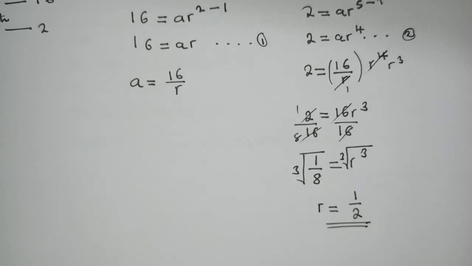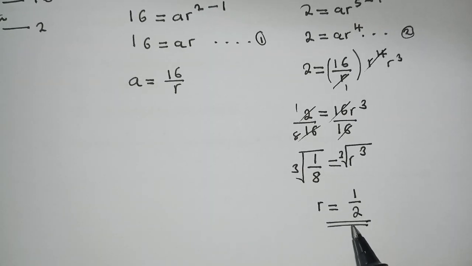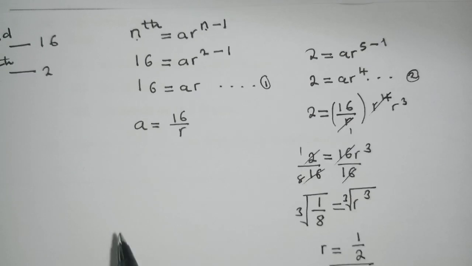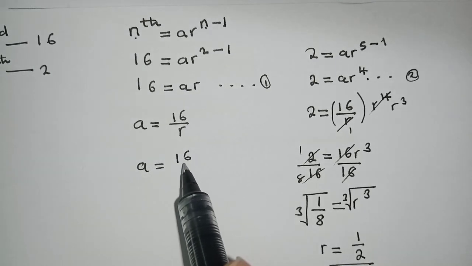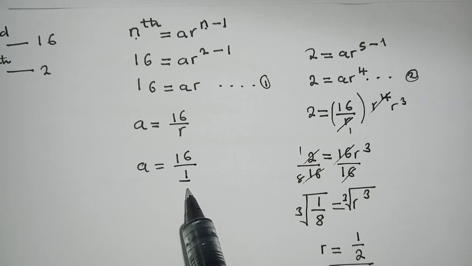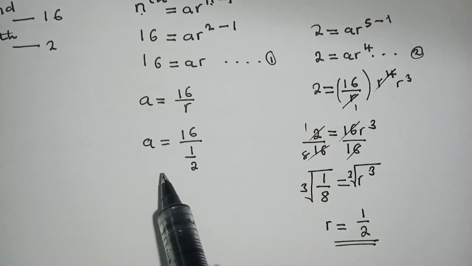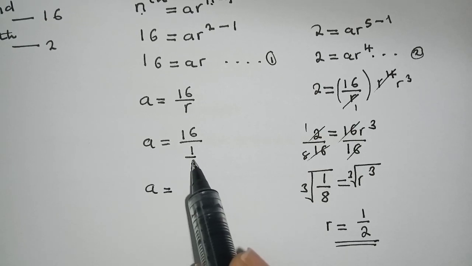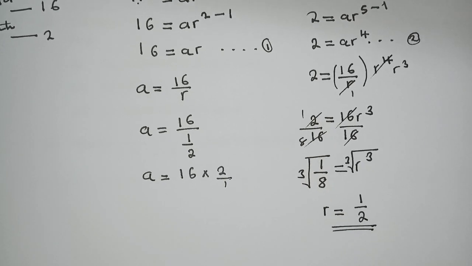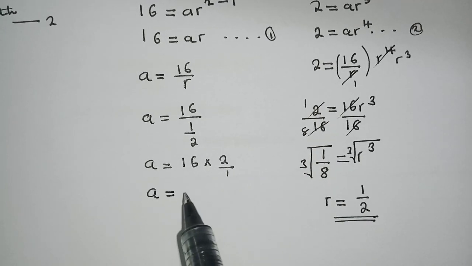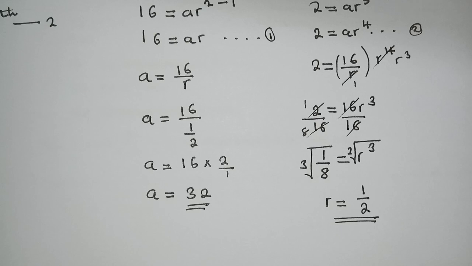Since our r here is 1 over 2, and we want to find a, we replace this r with 1 over 2 here. So we say 16 over 1 over 2. Since it's the division of a fraction, it will just be something like this, of which our A will be 32. So our A is 32. We go to the next question.